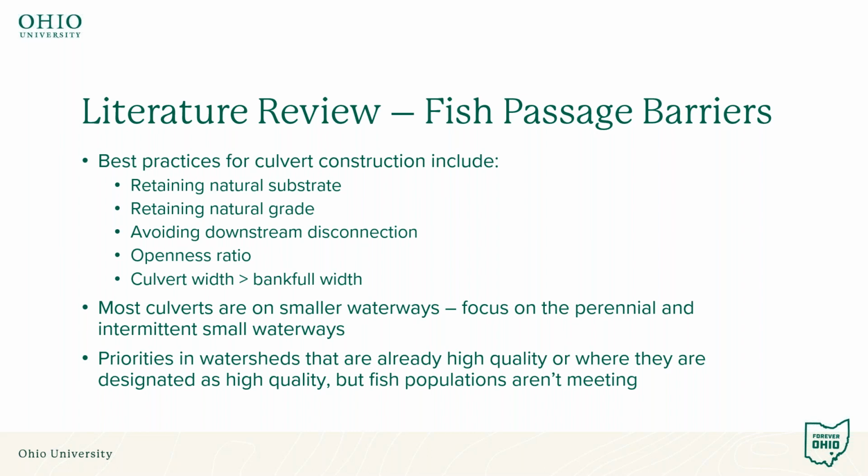Retaining a natural grade. So this is thinking about the slope of that culvert or slope of that conduit. So you can imagine a circular concrete conduit with a certain slope. If that slope is higher, you're going to tend to drive higher velocity flow in those high flow events, and during low flow events, you're going to have shallower water and more intermittent flow through that steeper grade. So retaining the natural grade of the stream, the natural slope of that stream, is important for improving fish passage.